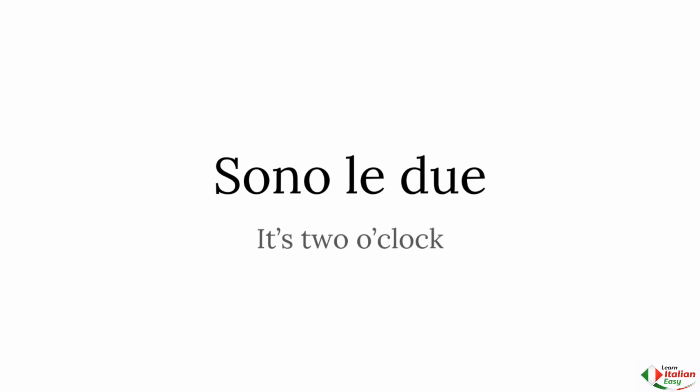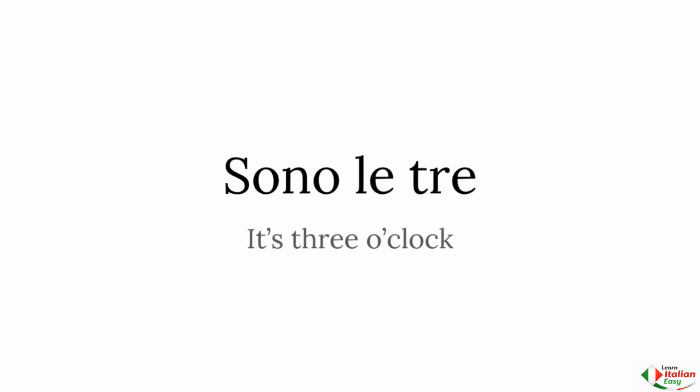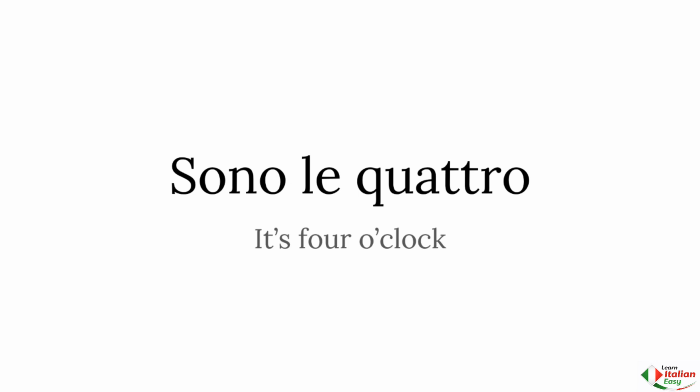And also, when you're talking about time, the hours, due, una, etc., are always considered as feminine plural words. It's 3 o'clock, sono le tre. And that's why we use le. That is a feminine plural article. Sono le tre. It's 4 o'clock, sono le quattro. Okay? So the numbers don't change. It is the article that changes.